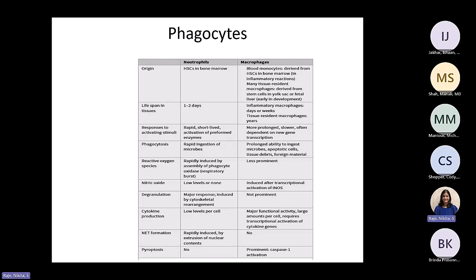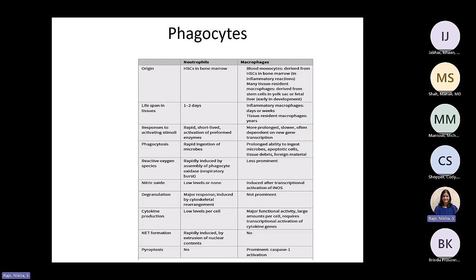Compared to that, macrophages are long-lived in the tissue. They are sentinel cells, stay there for a long time, and then they are slow in responding to those microbes. Once there is a microbe that's engulfed, they will use their iNOS system more frequently to kill those microbes, compared to the PHOX system, which is more prominently used by neutrophils.